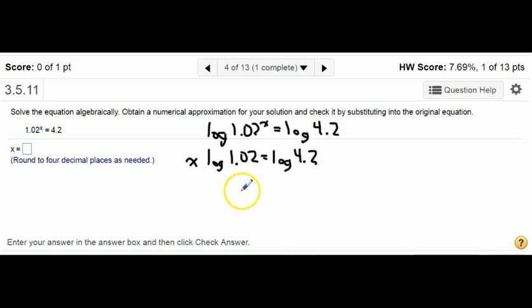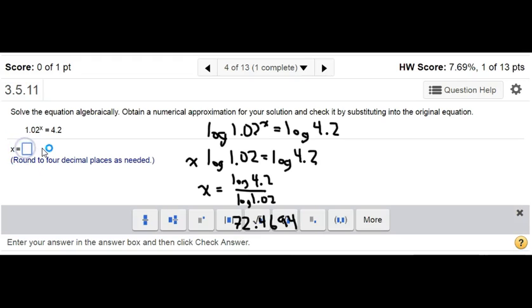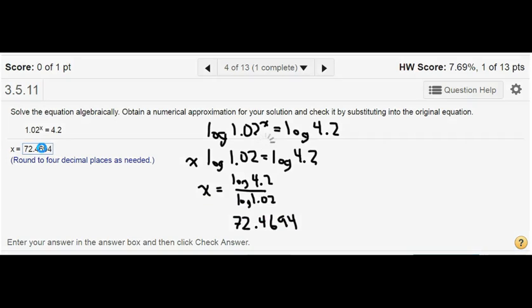This allows us to finish solving the equation because now I have x times log of 1.02, which means if I divide both sides by that number and then plug this into the calculator, I'll be able to get an answer. Do know that the directions specifically ask you to round your answer to 4 decimal places, so keep that in mind while you're plugging that in. So using my calculator on this one, I got the answer 72.4694.